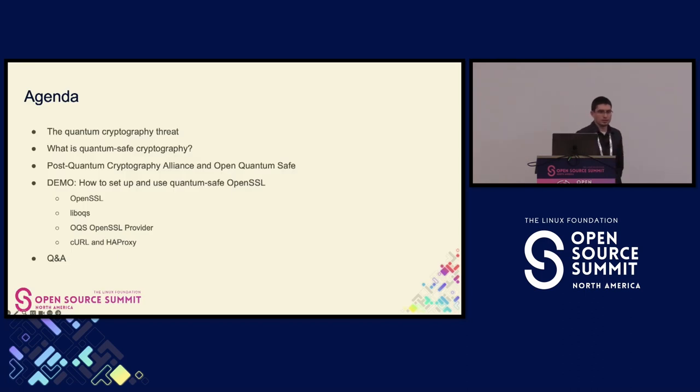This talk breaks down into three parts, and how long we focus on each part will depend on audience interaction. The first part is going to be talking about the quantum cryptography threat. The second part is going to be talking about what quantum safe cryptography is and the various open source initiatives working on it. And then the last part is going to be a demo where I actually dig into the code and show you how to leverage quantum safe in OpenSSL specifically. And then some Q&A at the end.